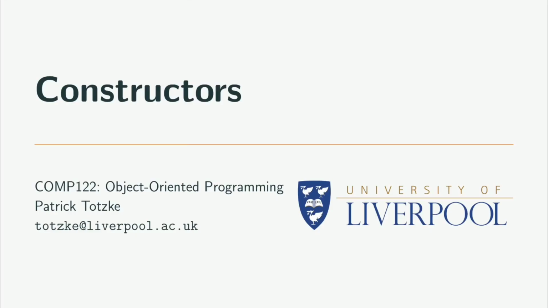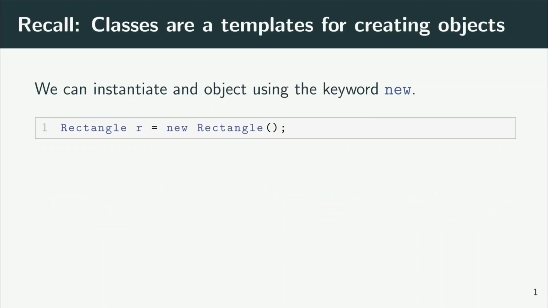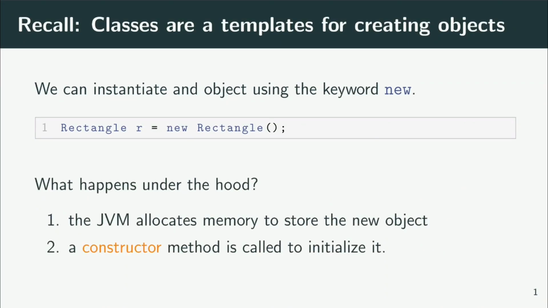In this video, we'll have a closer look at what happens when you create an object. Remember that classes are templates for creating objects, and you can instantiate an object of a specific class using the keyword new. What happens under the hood is, first, the Java virtual machine allocates enough memory to store the object, and secondly, it calls what's called a constructor method that is there to initialize it.